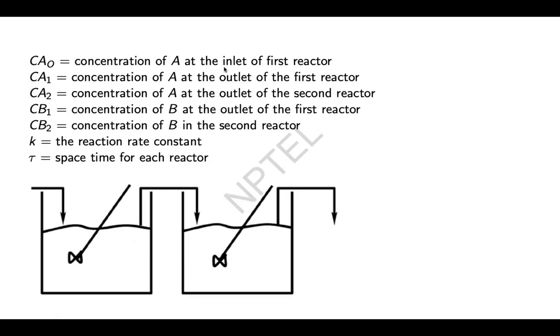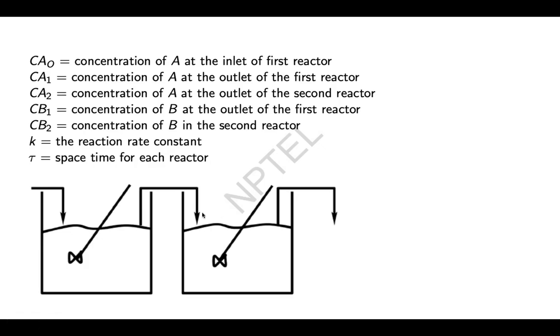Now, Ca1 is the concentration of A in the outlet of the first reactor. Ca2 is the concentration of A in the outlet of the second reactor. So here you have Ca1, here you have Ca2. And again, Cb1 is the concentration of B in the outlet of the first reactor. So here you have Cb1 and here you have Cb2. K is the reaction rate constant and tau is the space time of each reactor.